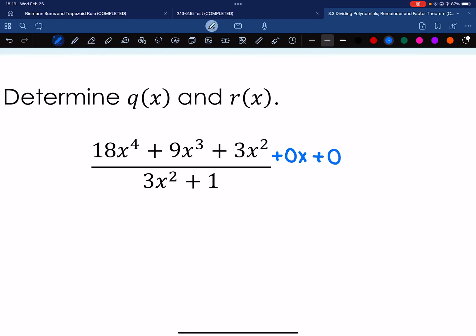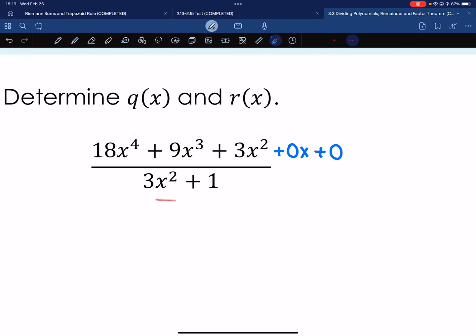It's not going to make much of a difference here, but when we do the synthetic division, it does make a difference. So I just like to be consistent in adding it in so we can see. Again, you want to make sure that these exponents are in numerical order descending. So 4, 3, 2, 1, none.